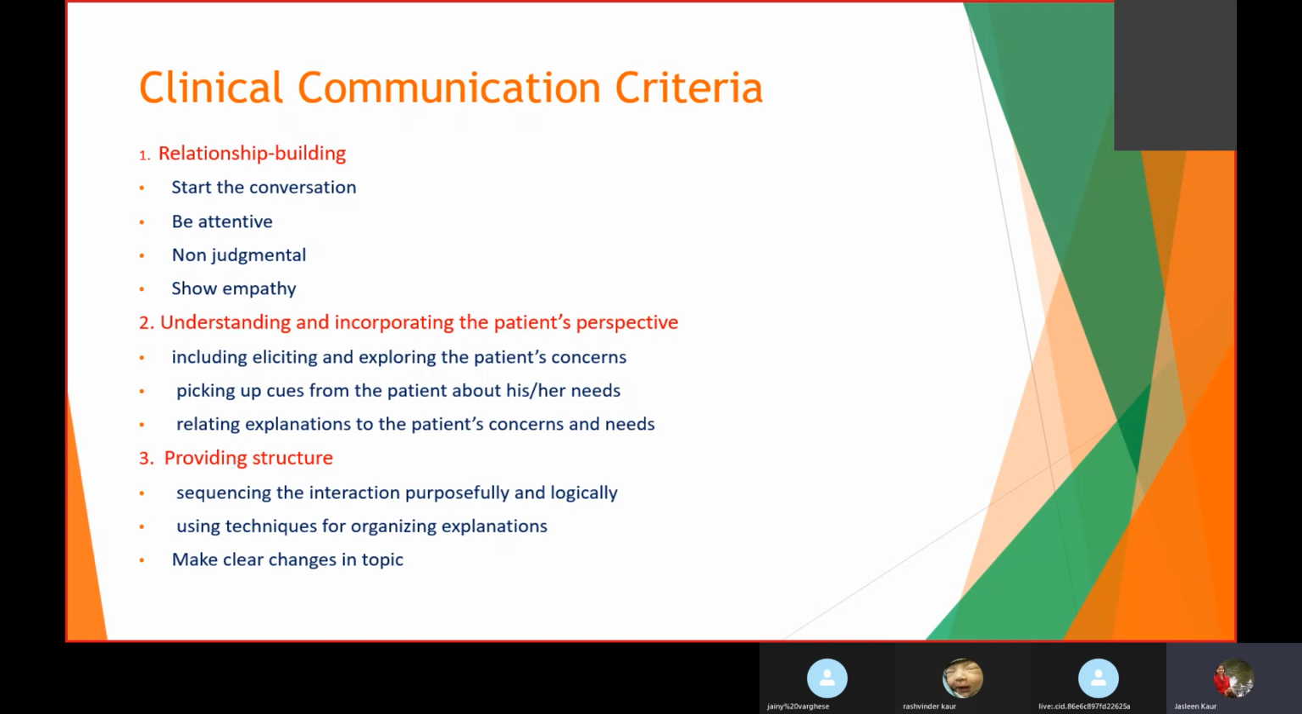Now coming to the third one, which is providing structure. It means how do you move the interview further, like two persons talking to each other, and how do you move to the next step? How logically do you ask the questions, how do you explain, and what techniques are you trying to use while explaining things to the patient?